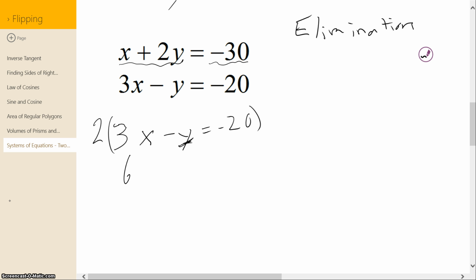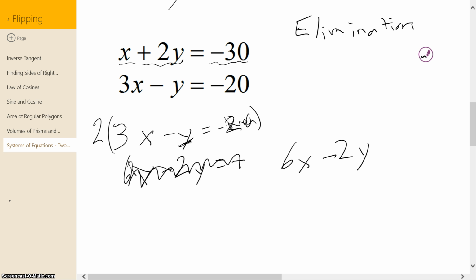So this becomes 6x minus 2y equals negative... I'm looking at the wrong one. I'm sorry, my bad. Okay, still a little jet lagged. So I've got 6x minus 2y equals negative 40. I just distributed this. That becomes 6x, negative 2y, and then distribute over there, and that becomes negative 40.